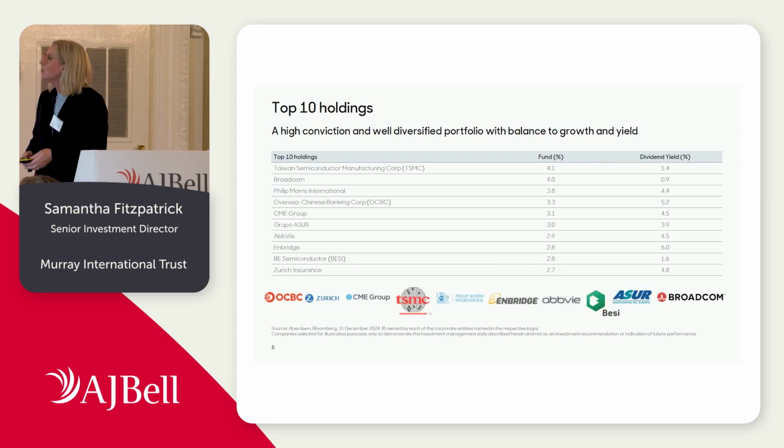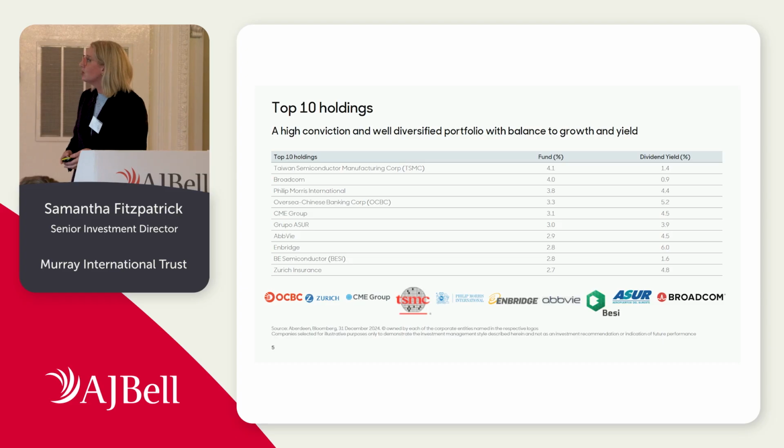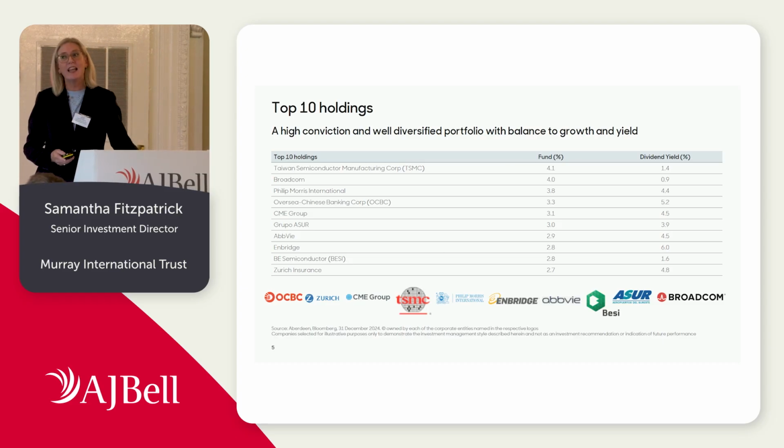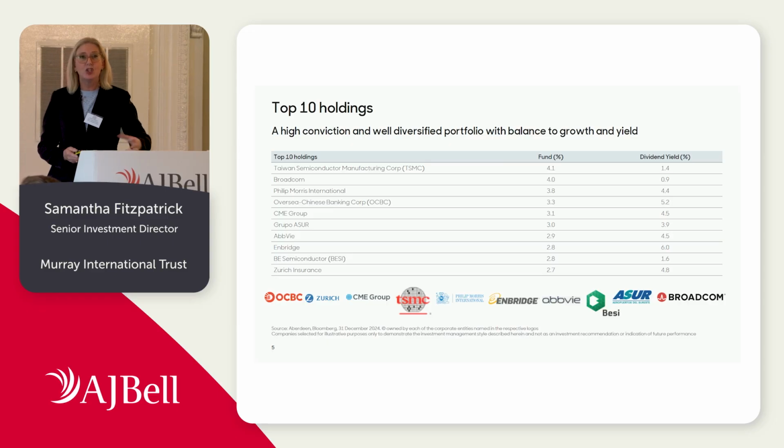Top 10 holdings will show you, again, the diversification of the trust and the fact that we can go into some of the lower yielders because we have really high yielders on the other side to generate the overall average of 4.5%. So lots of different businesses in there.